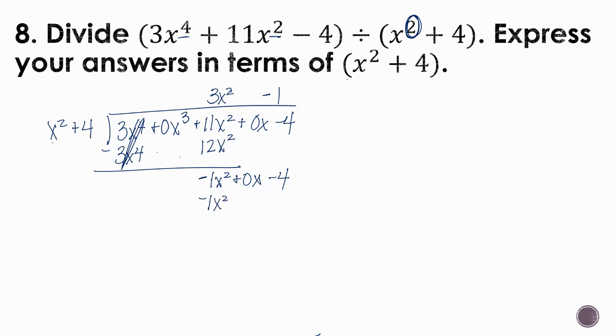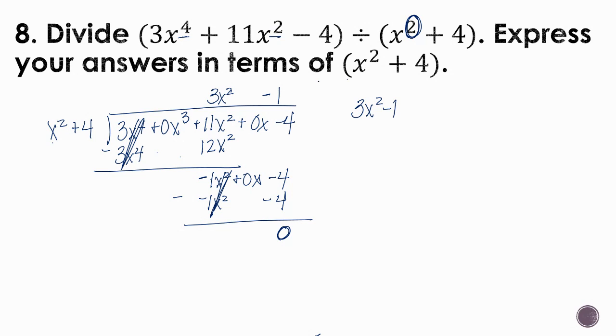So I'm going to multiply that again. Negative 1x squared and negative 1 times 4 is negative 4. Now I'm going to subtract. These first terms again cancel each other out. And then when I take negative 4 minus negative 4, I also get 0 here, which means I have no remainder. So my answer is 3x squared minus 1.